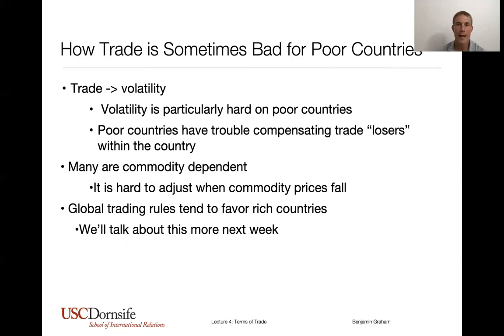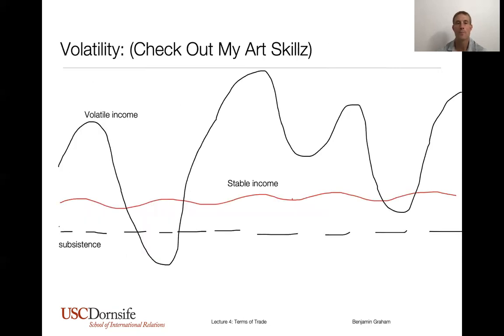But I also want to flag here that the global trading rules tend to favor rich countries, because rich countries with big economies are super powerful politically and militarily, right? This is coming up next week, more talk about it, but this is in some ways the biggest reason why free trade can be bad for poor countries. It's that the rules of the game can end up, and do end up, stacked against them. But let's talk about this volatility piece first.